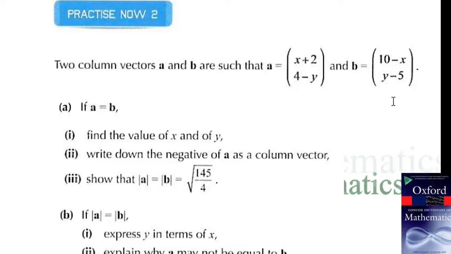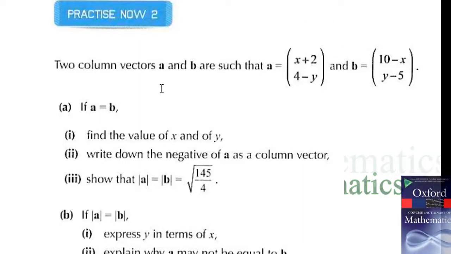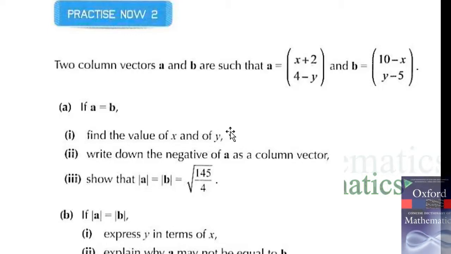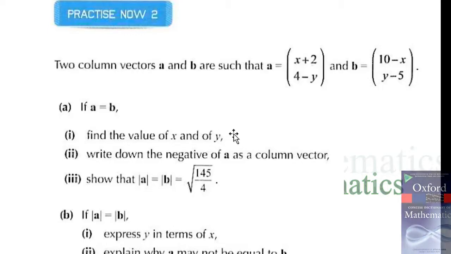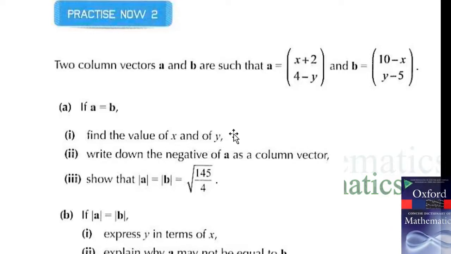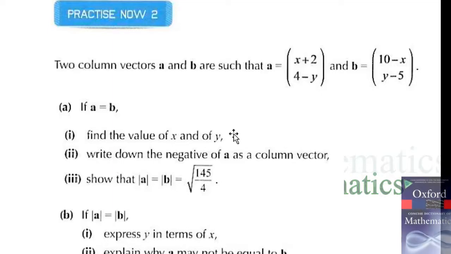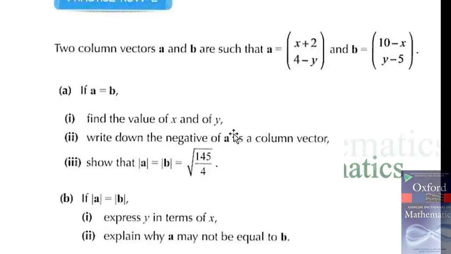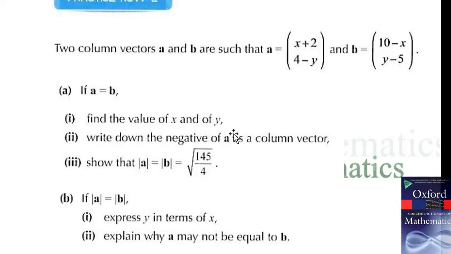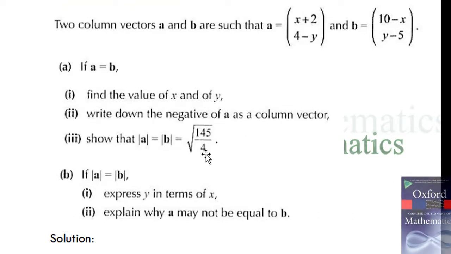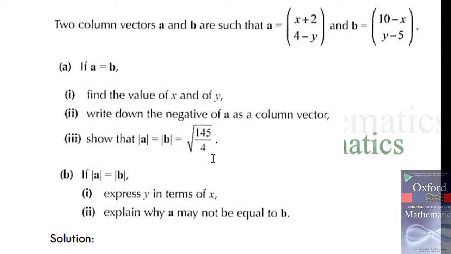Dear students, you can see here the vector a and vector b will be equal. So we can find the values of x and y in the same method. You can already understand in the practice. Now practice example 2. Here we start the practice example unsolved. So the answer is the square root of 145 over 4, which you can find.